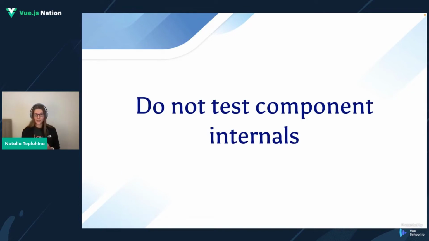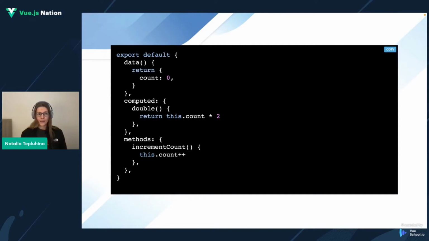Next one, which is my absolute favorite, and this is 80% of the 80% of all the comments. Do not test component internals. I'm seeing it so many times in guides, articles, code, GitLab's code base, other code bases. And what is component internals and how do you see that you're testing them in your test?